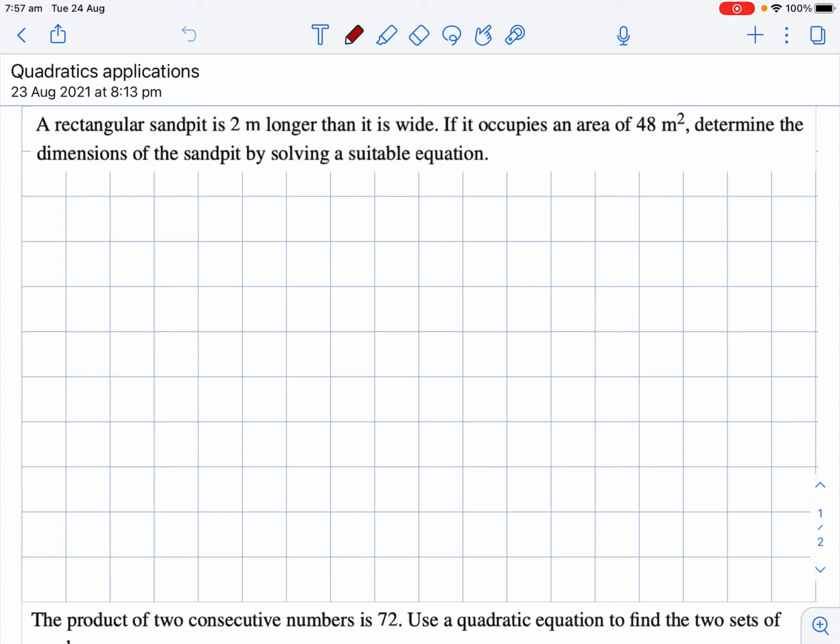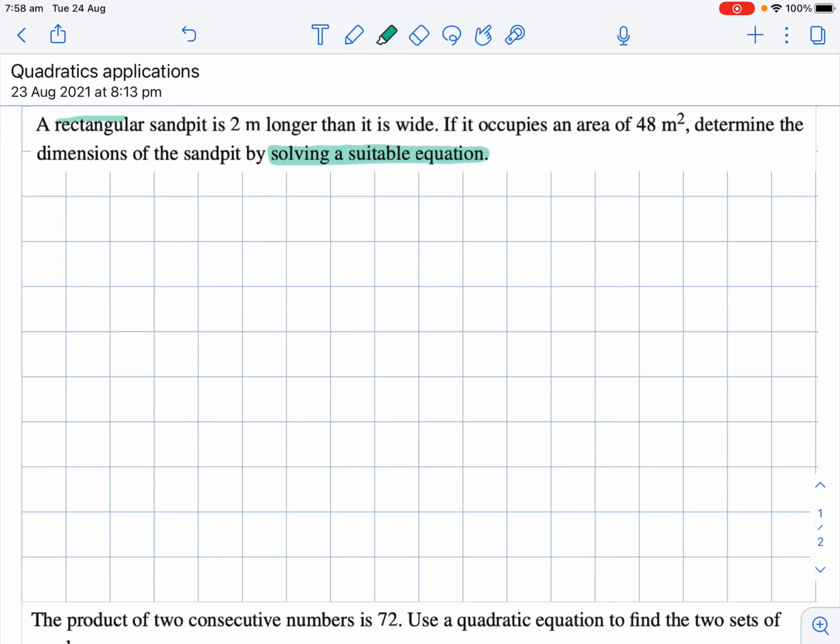So the first one is a rectangular sandpit is 2 meters longer than it is wide. If it occupies an area of 48 meters squared, determine the dimensions of the sandpit by solving a suitable equation. So if we don't use some kind of algebra in here, we actually haven't answered the question because it tells us we have to solve a suitable equation. So if you only used guess and check, you wouldn't get any marks on a test.